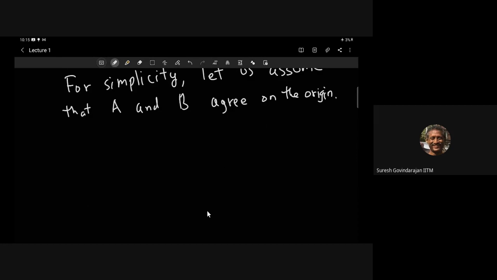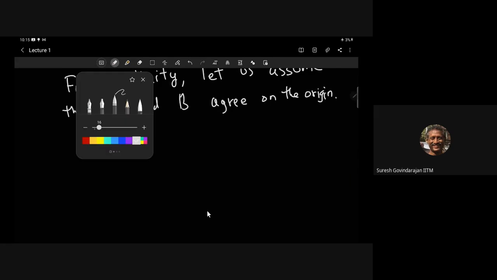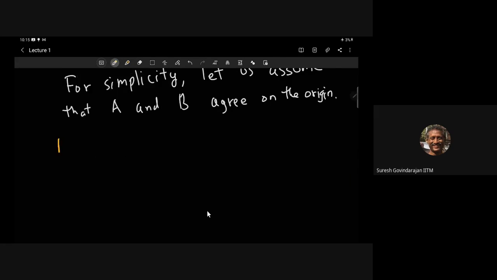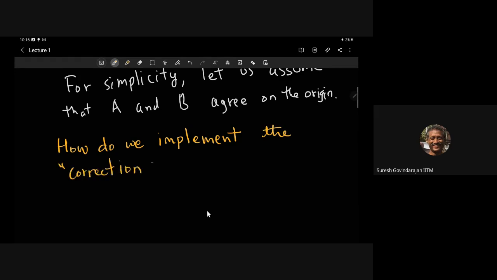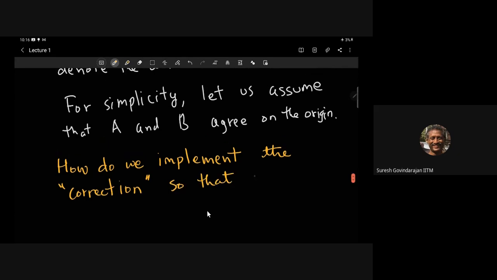Okay, so now we need to know. So once we have this thing, we need to correct. So the question now is, how do we implement the correction so that we can verify?